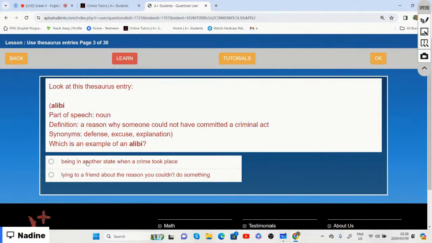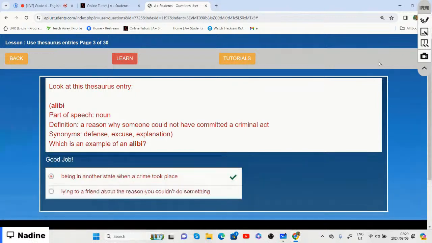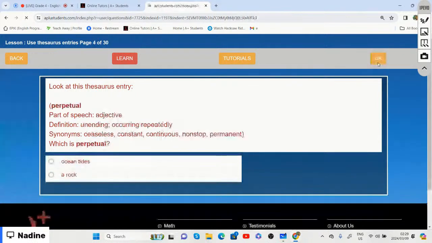So we need to say which is an example of an alibi. An example of an alibi is being in another state when a crime took place, or lying to a friend about the reason you couldn't do something. All right. So being in another state when the crime took place, and that is correct. So well done.